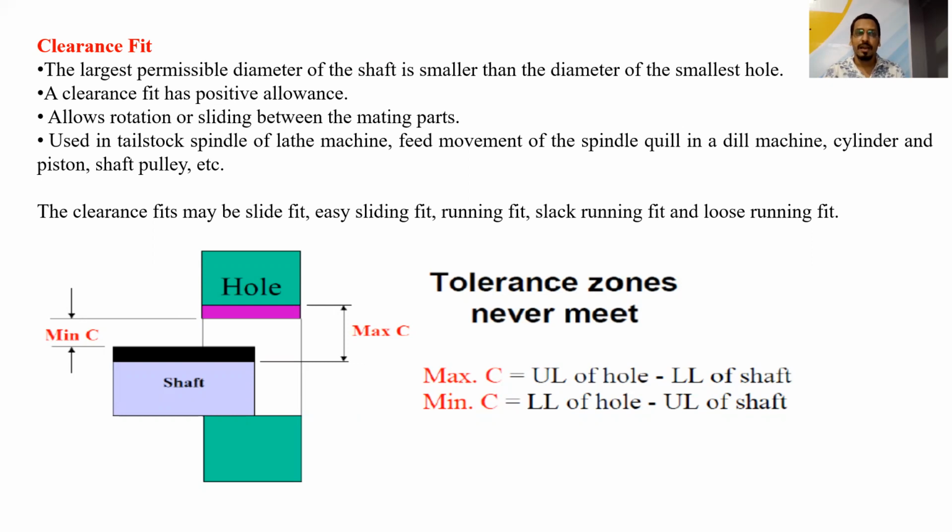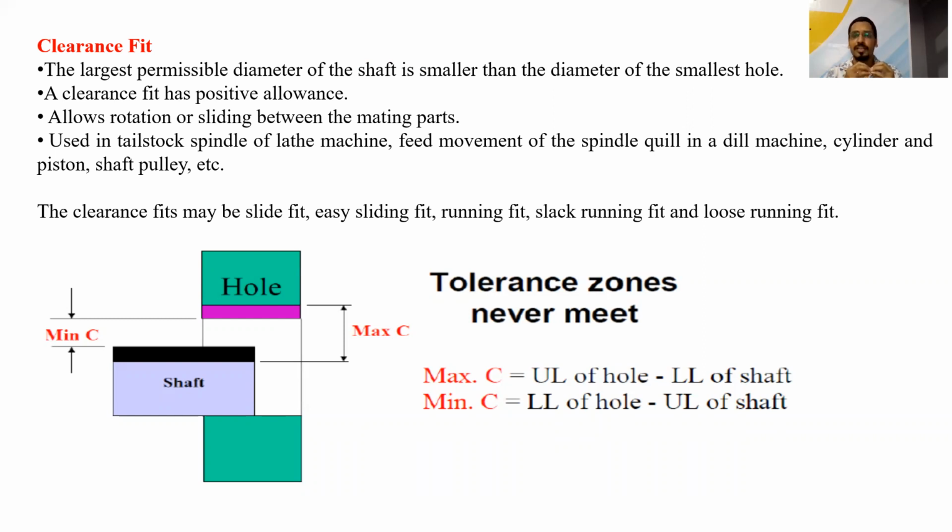Next is, it allows rotation or sliding between the mating parts. If one part is rotating over another part, or one part is doing the reciprocating motion inside the other part, then it is always possible with the help of clearance fit.